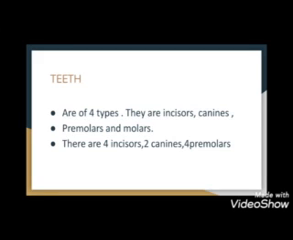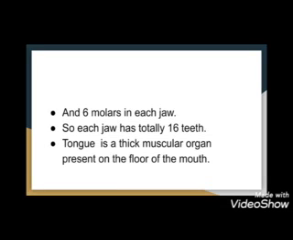The incisors are 4 in number, the canines are 2, premolars are 4 and molars are 6. This makes up the number of teeth in one jaw. So it is 16 in the upper jaw and 16 in the lower jaw. Totally we have 32 teeth.